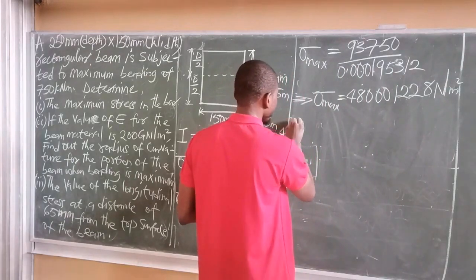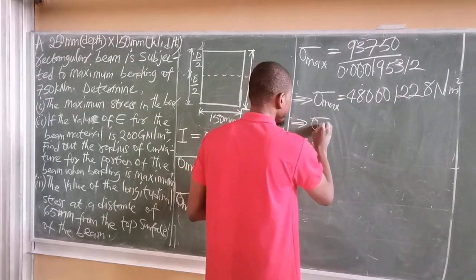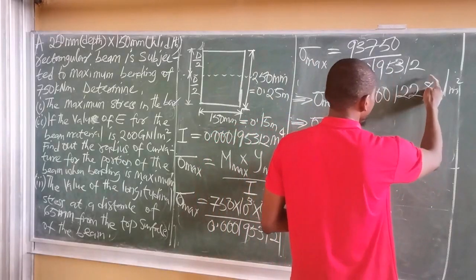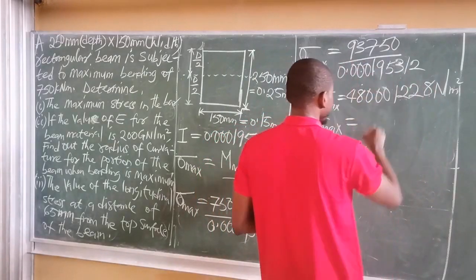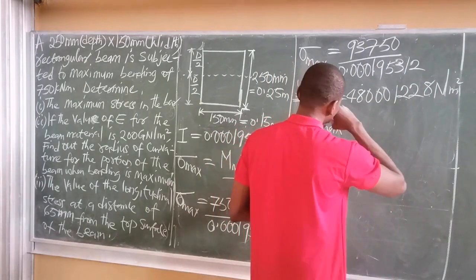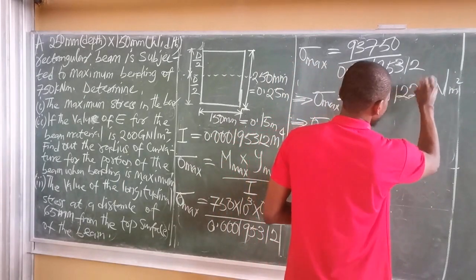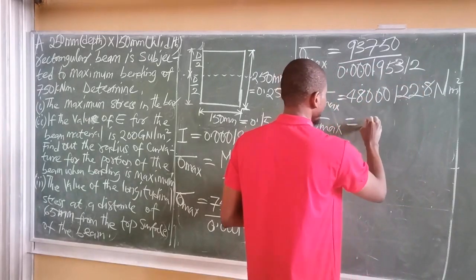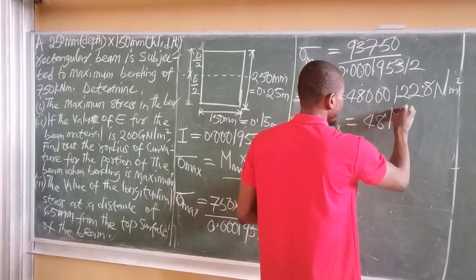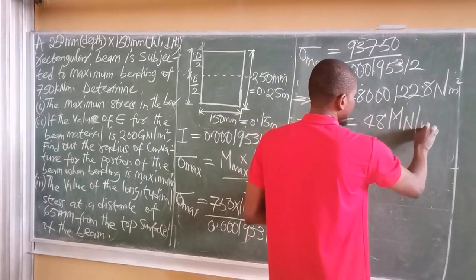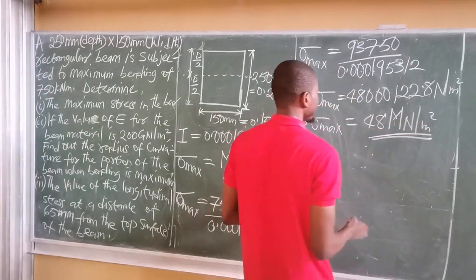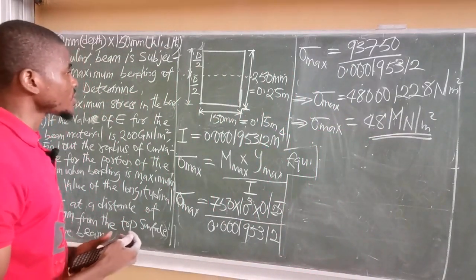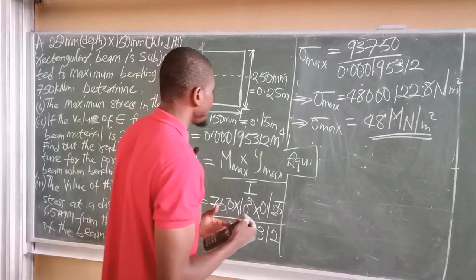So we can approximate this by converting to meganewton. Sigma max, let's move the decimal places back, 1 2 3 4 5 6, so that is around 48 meganewtons per meter squared. So that simply gives us the value for the maximum stress induced. So if you know this value now, that part is settled.